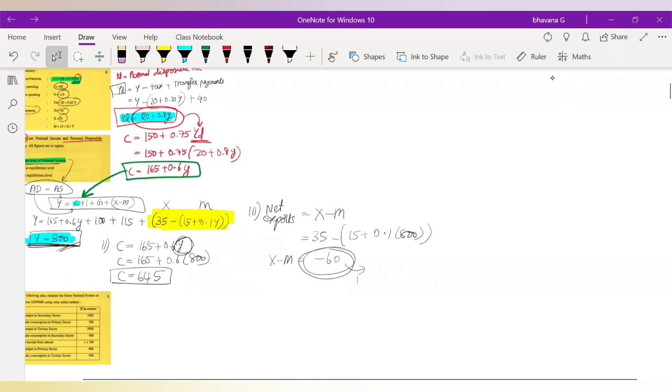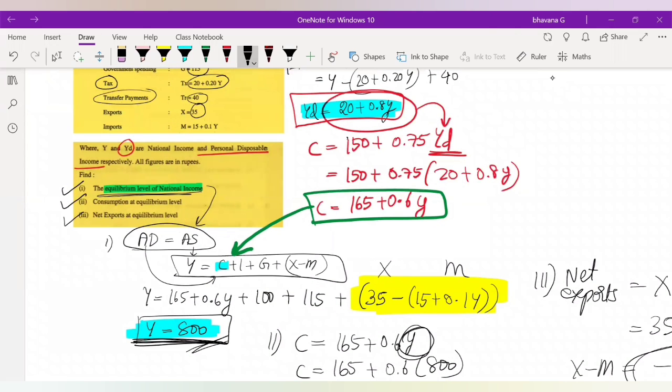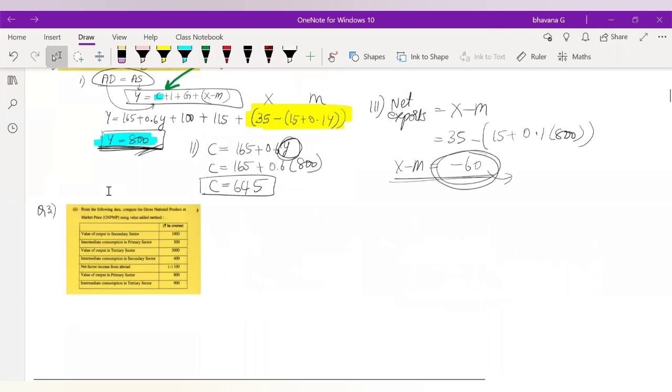Okay, so they have just told us to find out the net exports. It is nothing but minus 60. That means your imports are greater than exports. So all the 3 points of question number 2 we have solved. So we'll move on to the third question also.